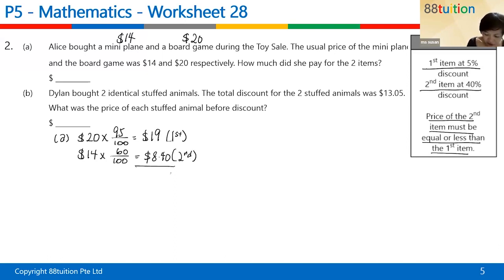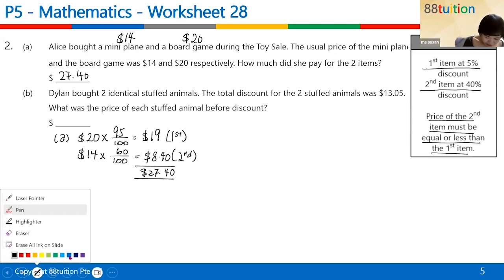So in total, when you add them up, what do you get? $27.40.